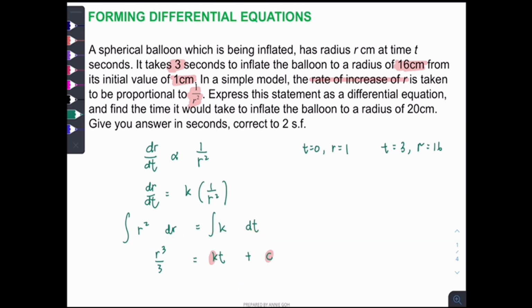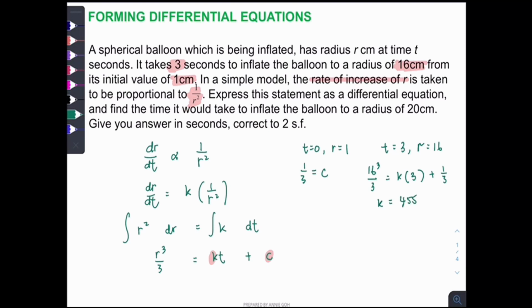Let's say now I substitute t equals 0 and r equals 1. I'll get 1 over 3 equals c. And if I substitute t equals 3 and r equals 16, I'll get 16 cubed over 3 equals k times 3 plus the c, which is 1 over 3 that we have just found out. So from here, we can get k equals 455.